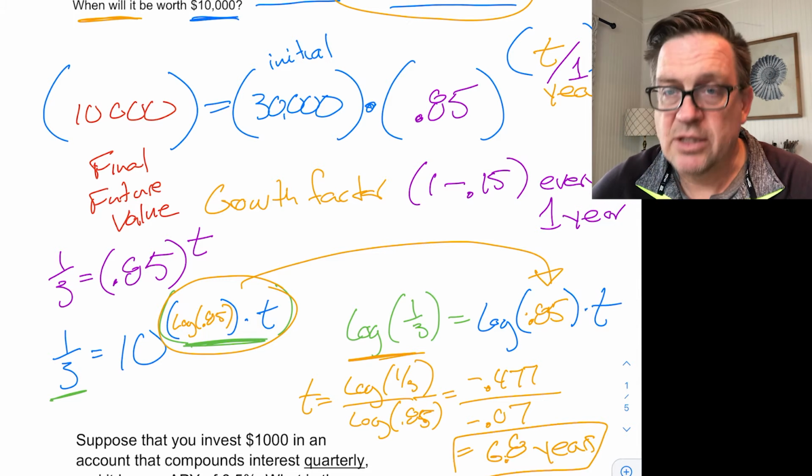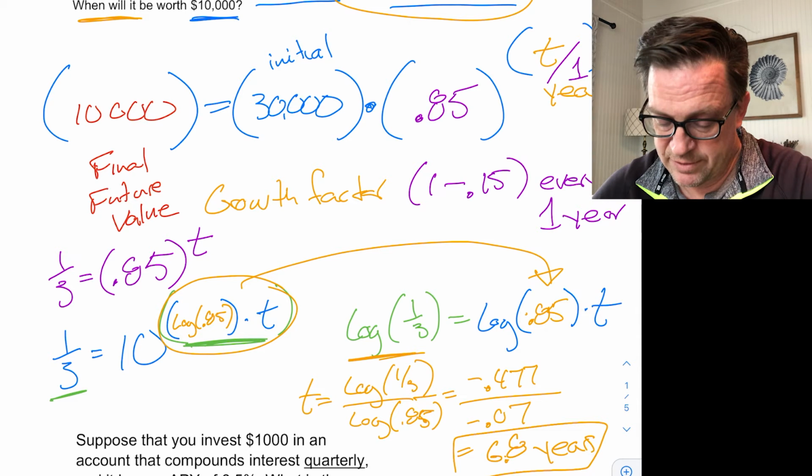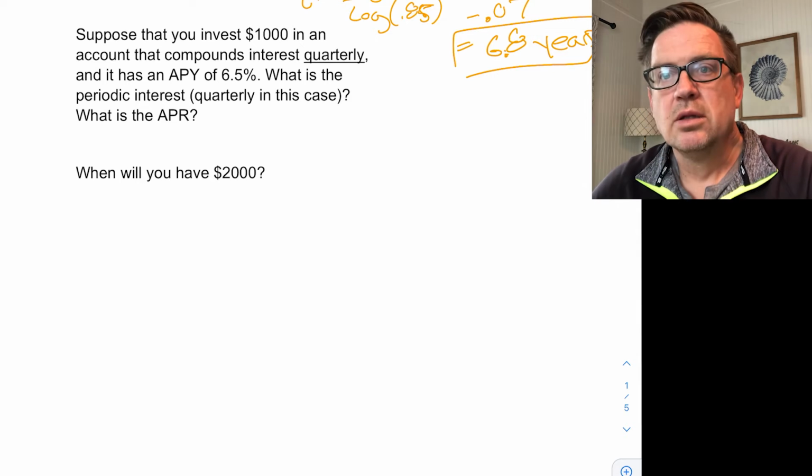So it's going to be about 6.8, almost 7 years before your car decreases to a third of its original value. Let's try another one.